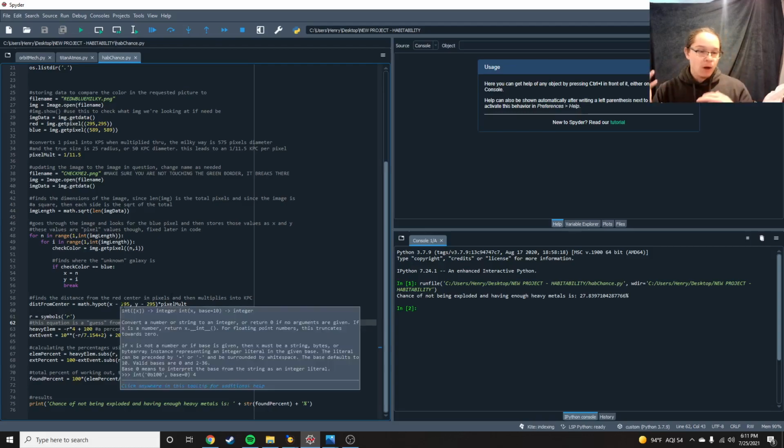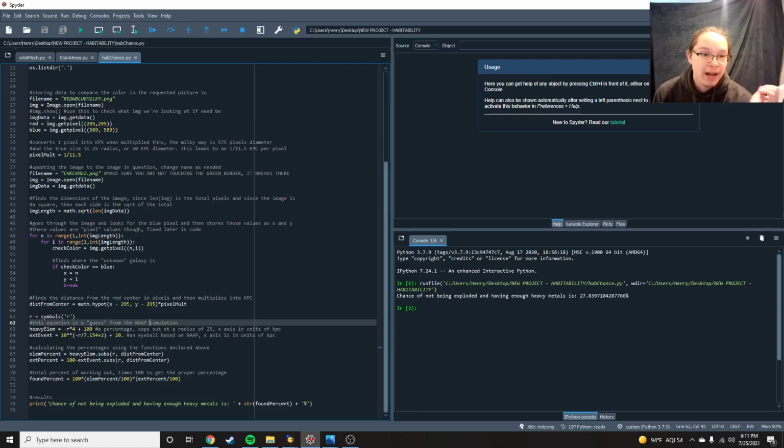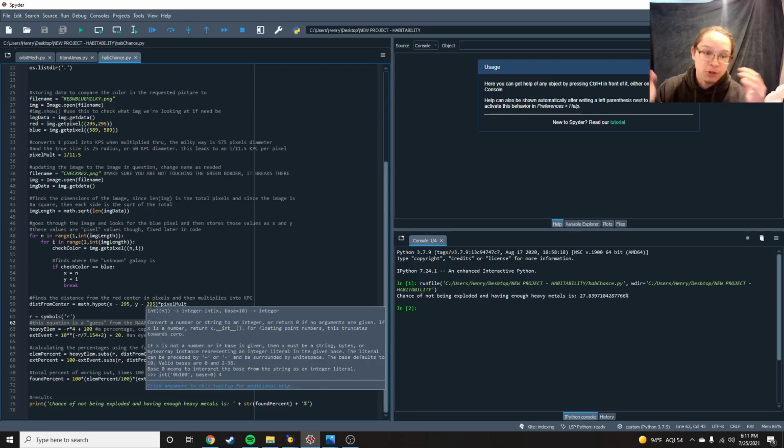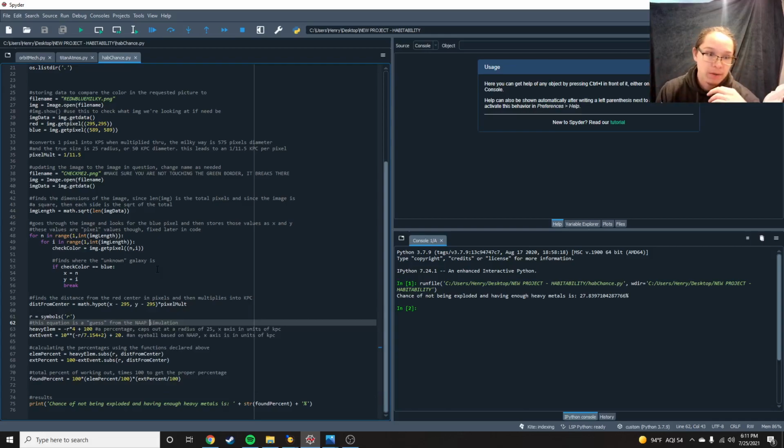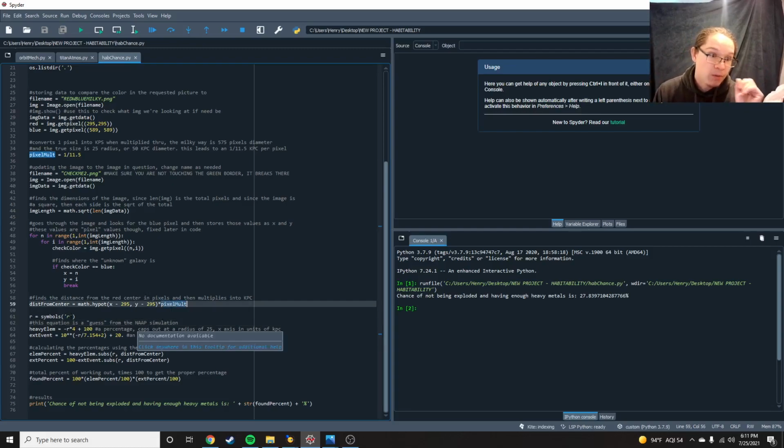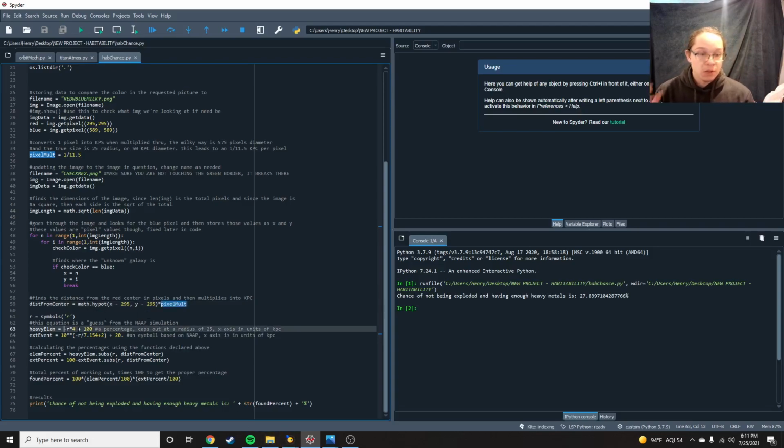So if I just treat X and Y as X and Y, and I treat 295 in each direction as X and Y, I can get the X and Y values from the center. Whether these X and Y values are negative or positive doesn't matter because we're just looking for the distance between the two points. I then add in that pixel multiplier and I can get the distance in kpc from the center of the Milky Way, or from the center of the image. I then use those equations that I was talking about to apply that distance from the center, plug it into that equation, and I get a percentage of how likely I am to either blow up or have enough heavy elements to make a planet.